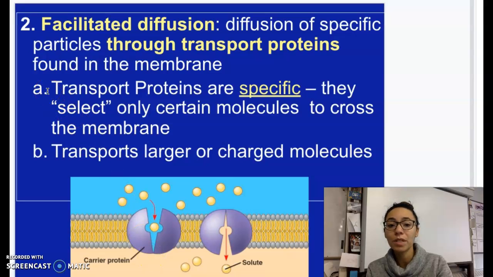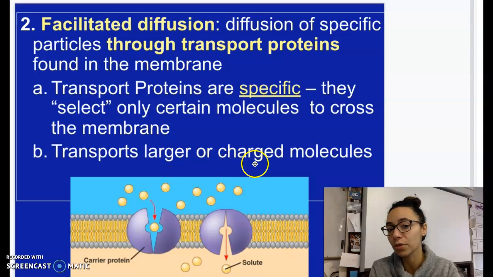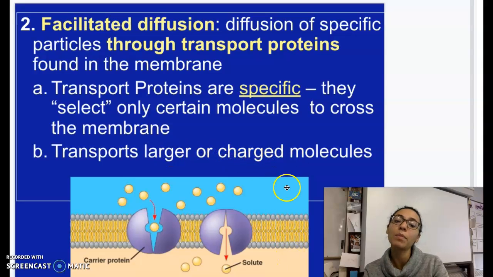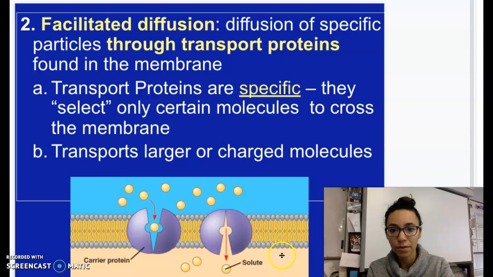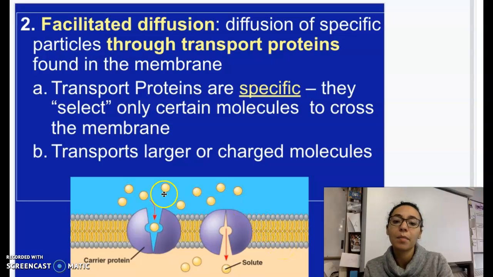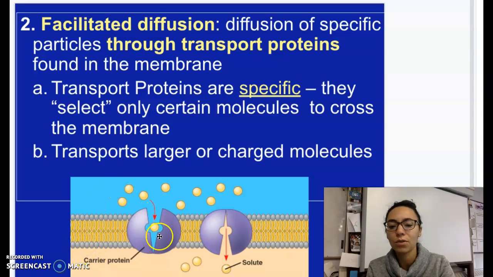So transport proteins are specific. They select only certain molecules to cross the membrane, and they transport large or charged molecules across the membrane that wouldn't be able to go through the lipid bilayer themselves. Okay, sugar is an example of this. Cells need sugar to make energy, but sugar is too large to go across this membrane on its own. It needs to go through a transport protein.